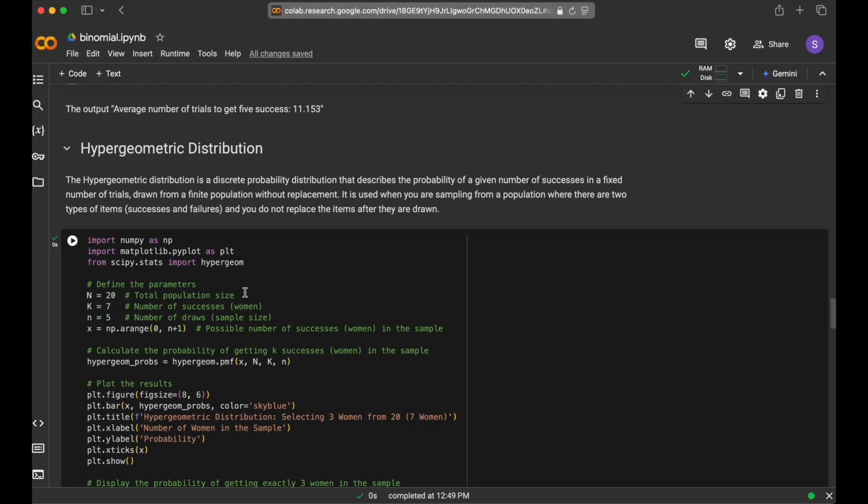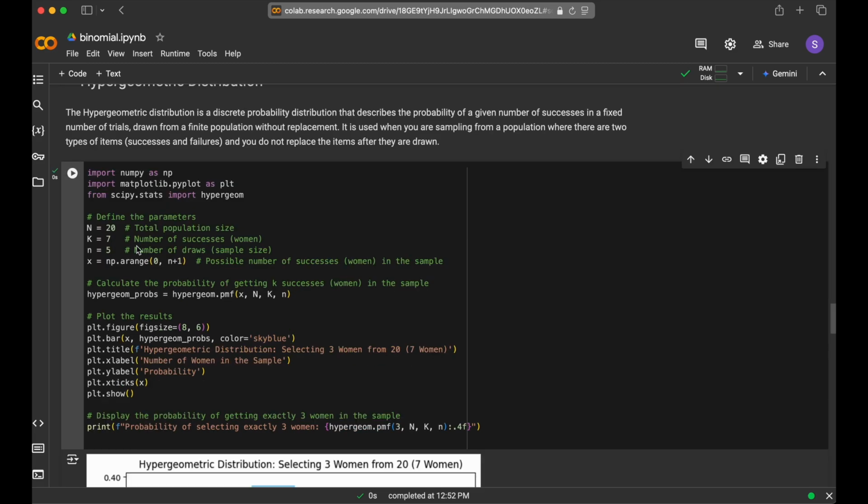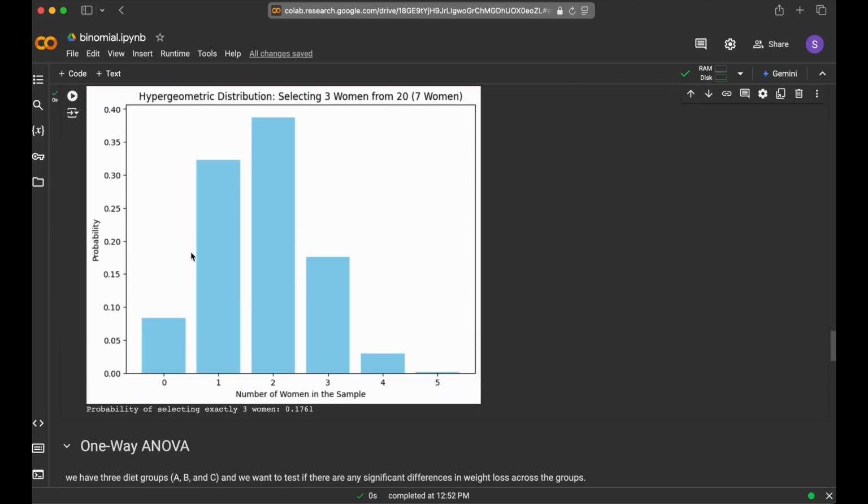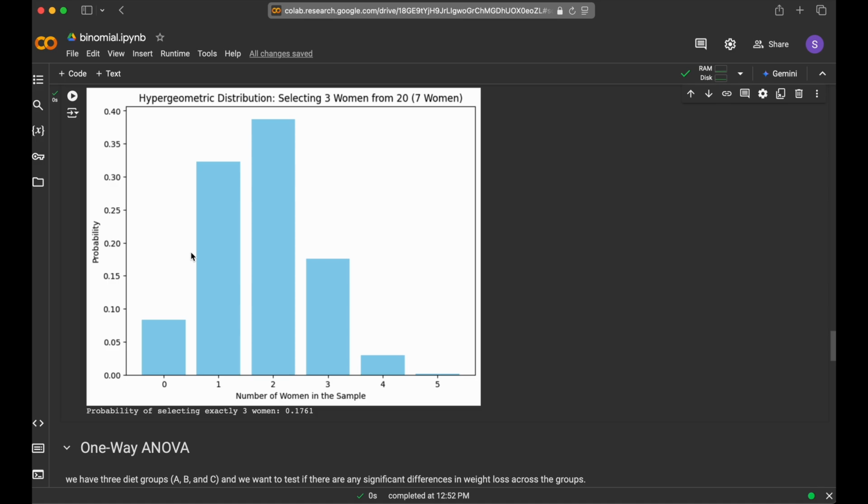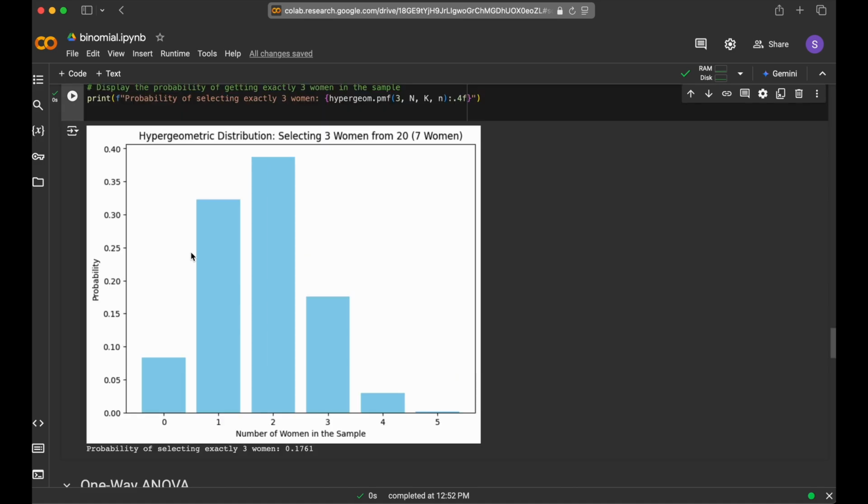And next we have the hypergeometric distribution. It is the discrete probability of a given number of successes in a fixed number of trials, sampling from a finite population without replacement. It is used when you are sampling from a population with two types of items, success or failure, and you do not replace the items after they are drawn. In the finite population key features, the total number of successes, women, is 7, and the sample size is 5. Getting 3 women means there is about a 6 chance of getting exactly 3 women in a random selection of 5 people from the population.